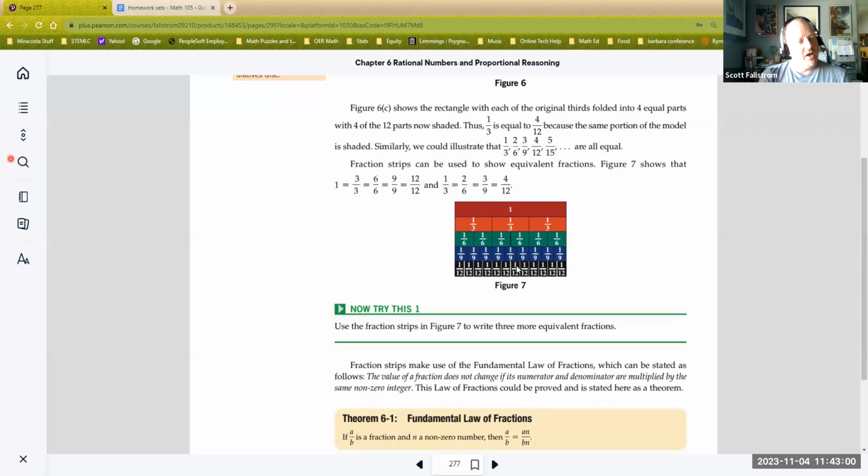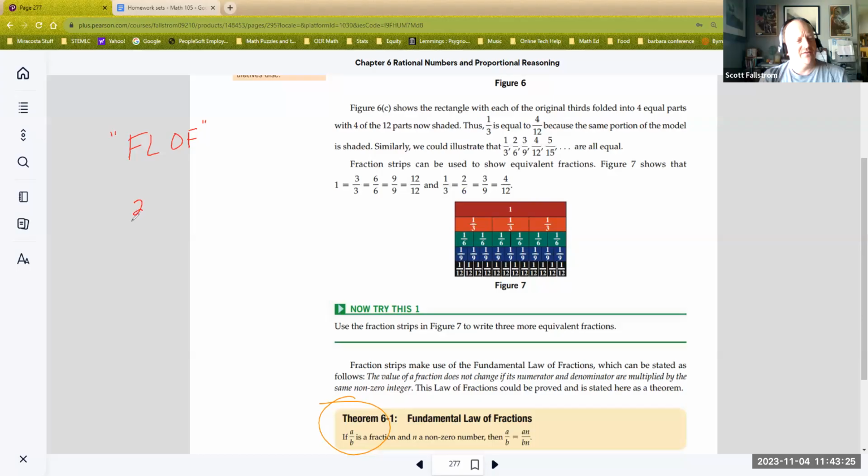All right, new theorem. We get theorem 6.1, and that theorem is very clear, and it's really a handy one. It is called the fundamental law of fractions. And so this is something that I do a lot of. I love dropping that F-bomb and flopping. And if you haven't flopped before, I think you're going to enjoy it.